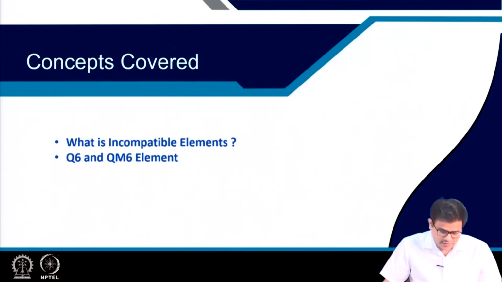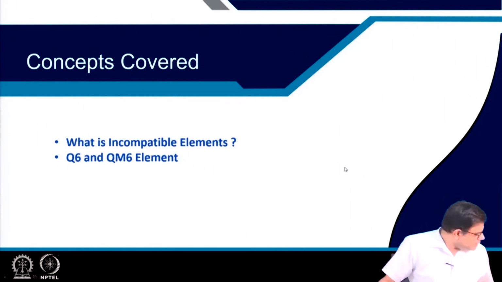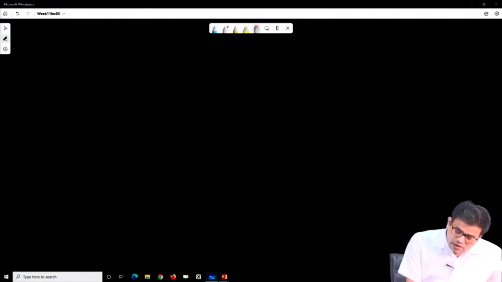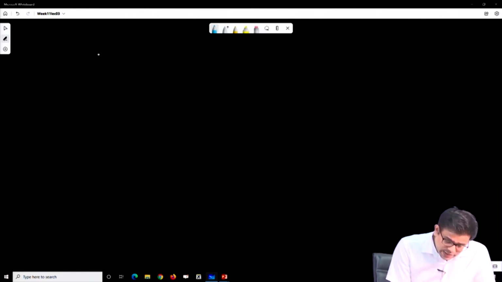So first of all, we will discuss what an incompatible element is, and then Q6 and QM6, the two specific elements which are popularly known as incompatible elements or non-conforming elements. We will discuss that. But before we start, let us see what the problem of the bending problem was, that original bending problem that we were discussing.